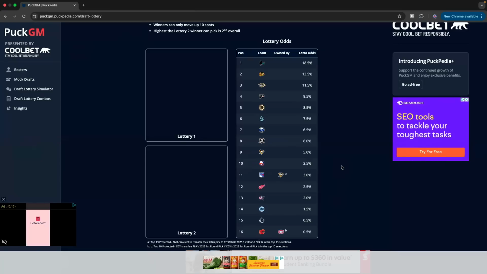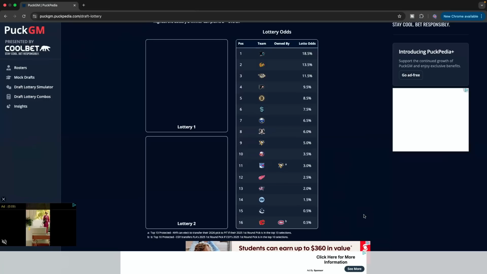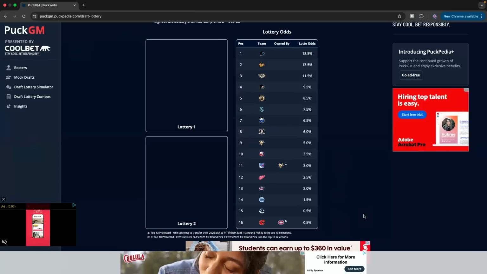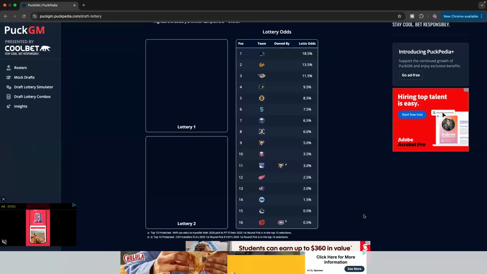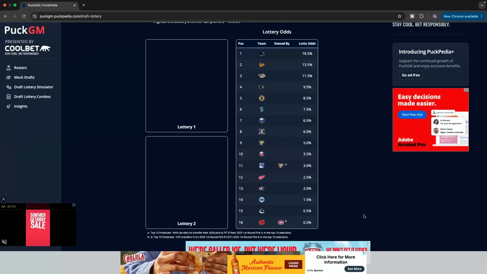Now, of course, the Penguins deal with the Rangers is a top 13 protected pick. If it ends up in the top 13, the Rangers can elect to transfer their 2026 pick to Pittsburgh instead. So right now it's 11th overall. The only way it's getting bumped down, of course, is if two teams below them win both of the lotteries, which is unlikely, but you never know. It could happen. Otherwise, we don't know what the Rangers will do. I would suspect they likely keep the pick, but we'll have to wait and see.